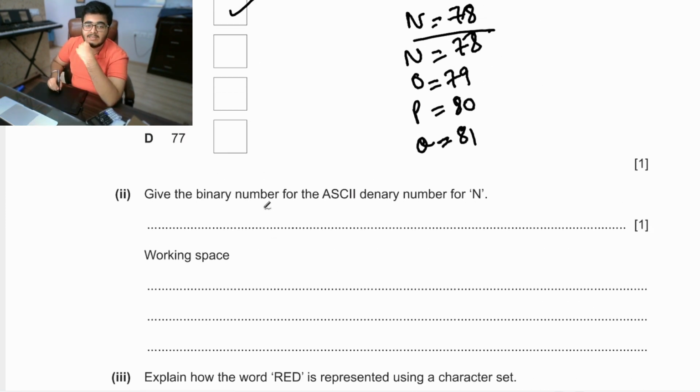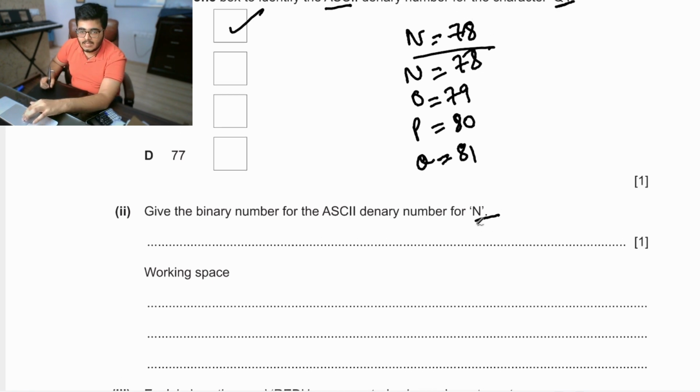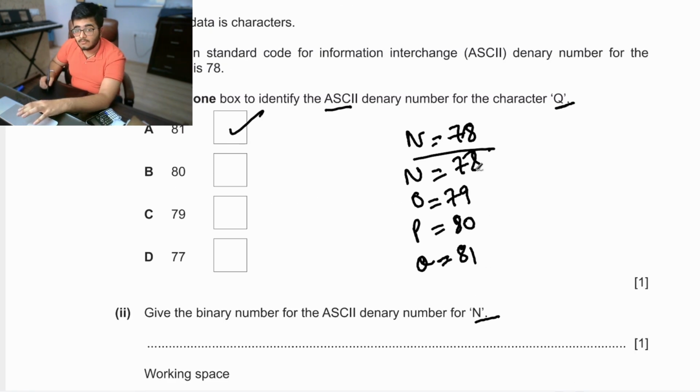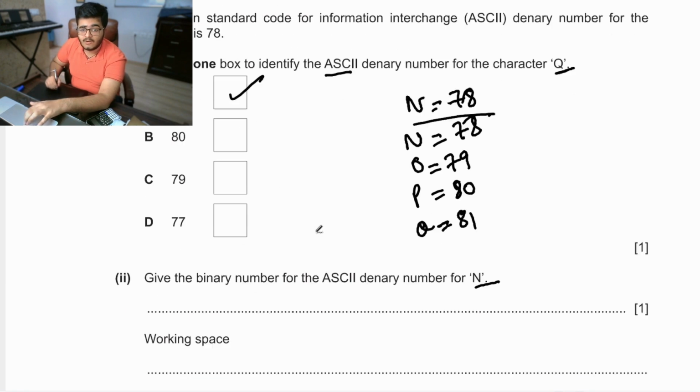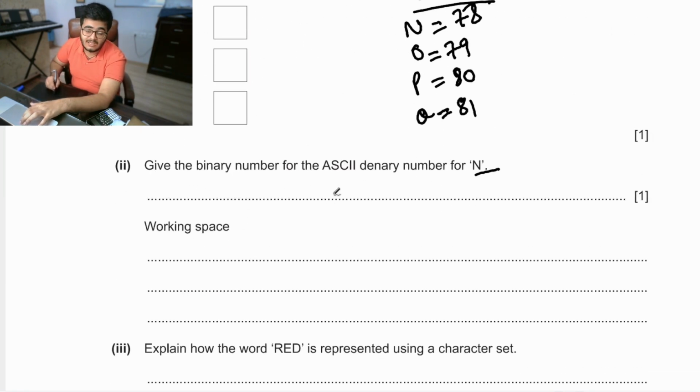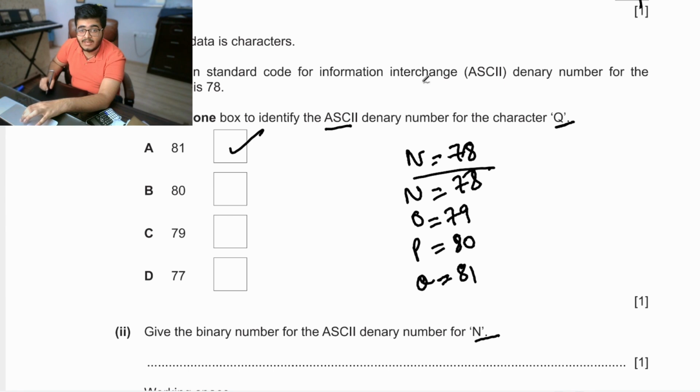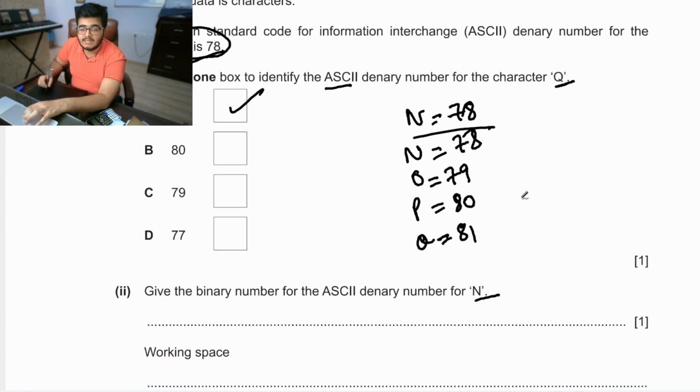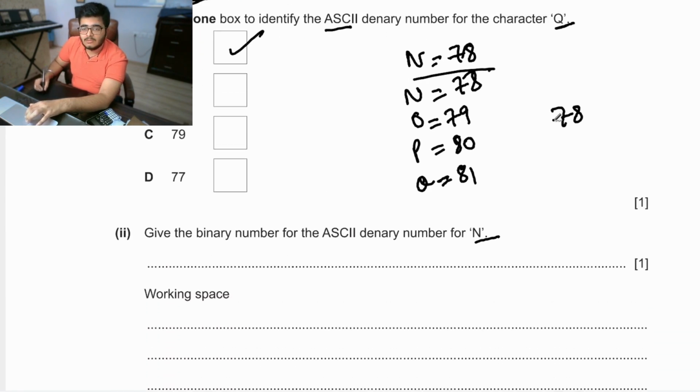Now it says give the binary equivalent ASCII for the denary number of n. Now see, this is where they are confusing you. Here they have asked for Q. A lot of students after reading this will write the binary equivalent for Q. But we have to write the binary equivalent for n, which is 78. So let's convert 78 to binary, right?